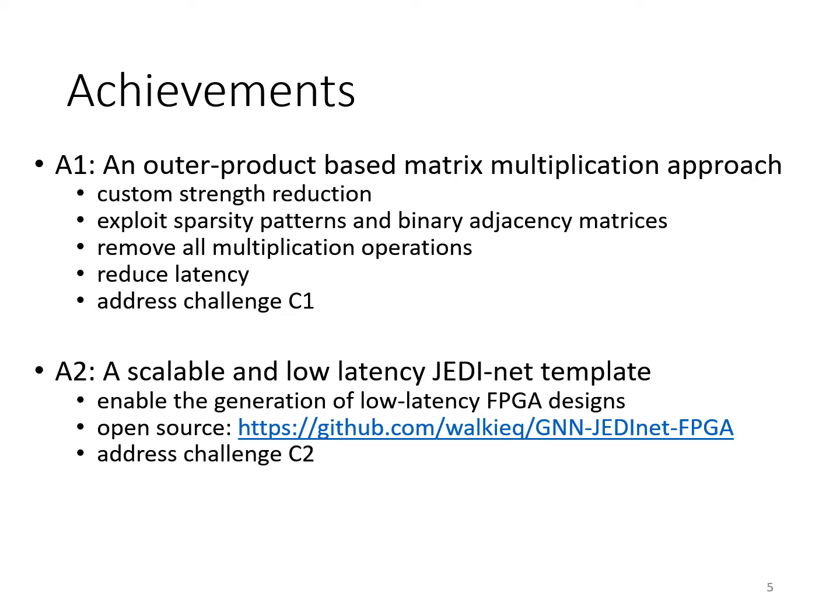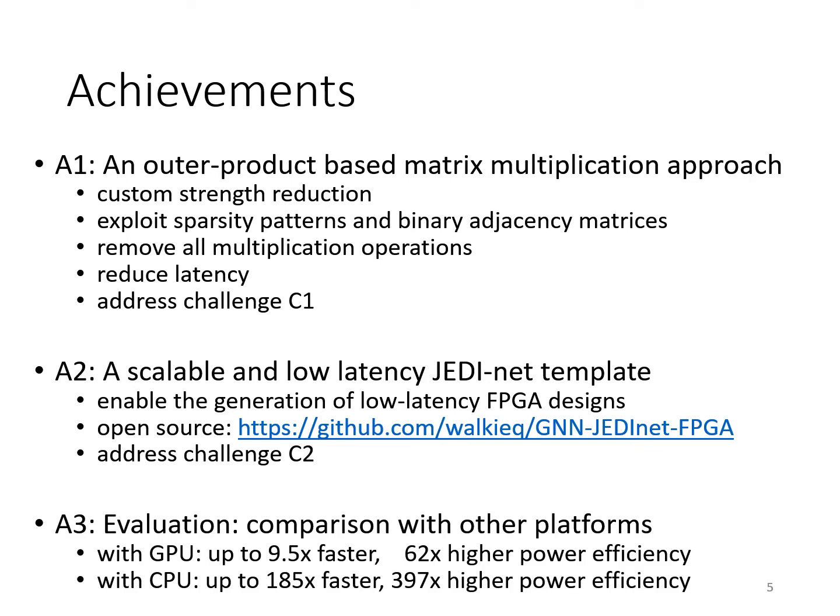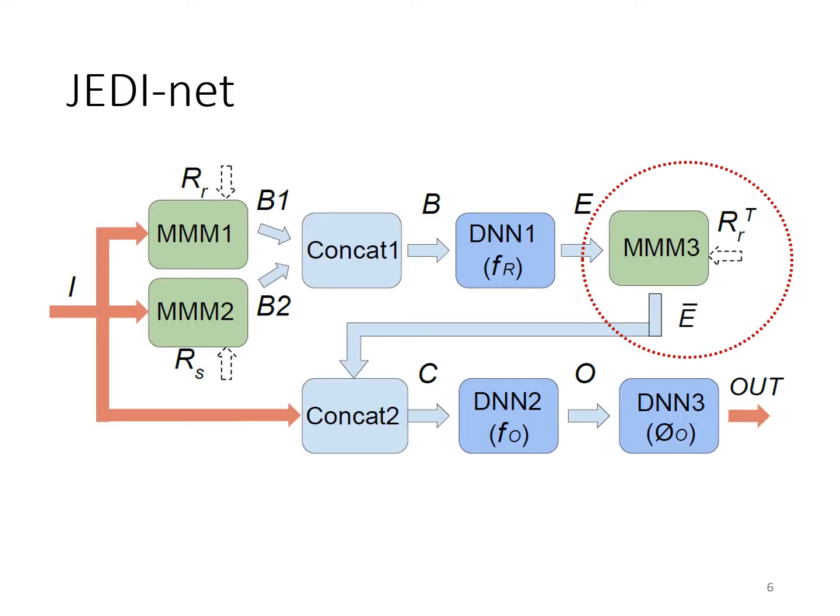Second, a scalable and low latency HLS-based JEDI-net template is created, which enables the generation of low latency FPGA designs. We open source this template with some examples on GitHub. Compared with the JEDI-net implementation on GPU, our FPGA design is up to 9.5 times faster and achieves 62 times higher power efficiency. I will talk in detail in the following slides.